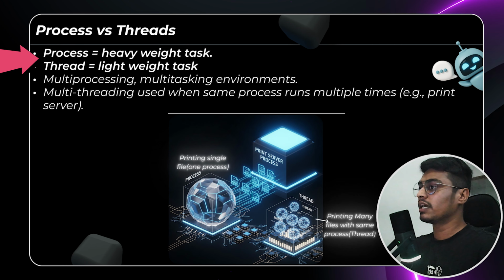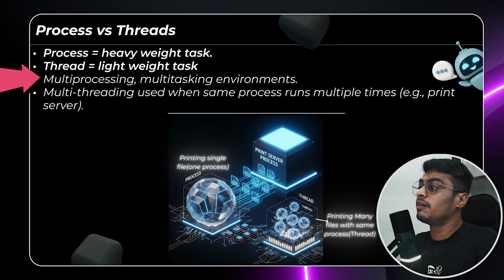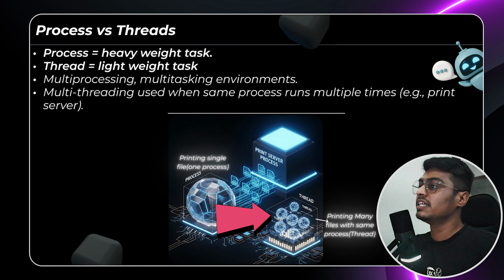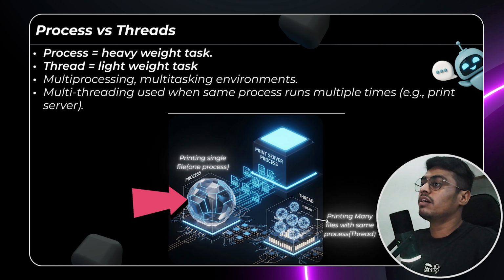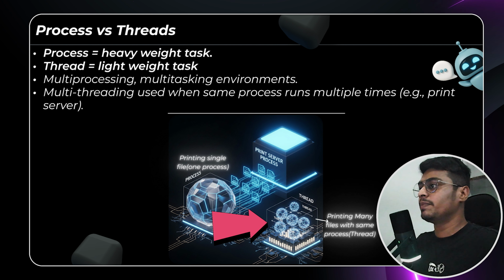A process is a heavyweight task and a thread is a lightweight task. We are talking about a multiprocessing, multitasking environment where multiple tasks run in parallel. To achieve this on one CPU, we can either create multiple processes or use multi-threading. Multi-threading is particularly useful when the same type of process runs multiple times. For example, a print server receiving multiple print requests from different clients, with the same code executing multiple times.